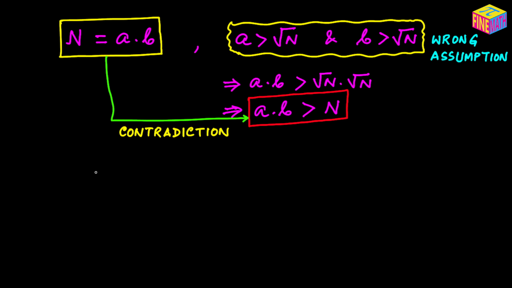So I'm going to write it here. And as you can see, this clearly indicates that n has a factor, whether it's a or b, n has at least one factor which is less than or equal to its square root, right? So that's very clear now.